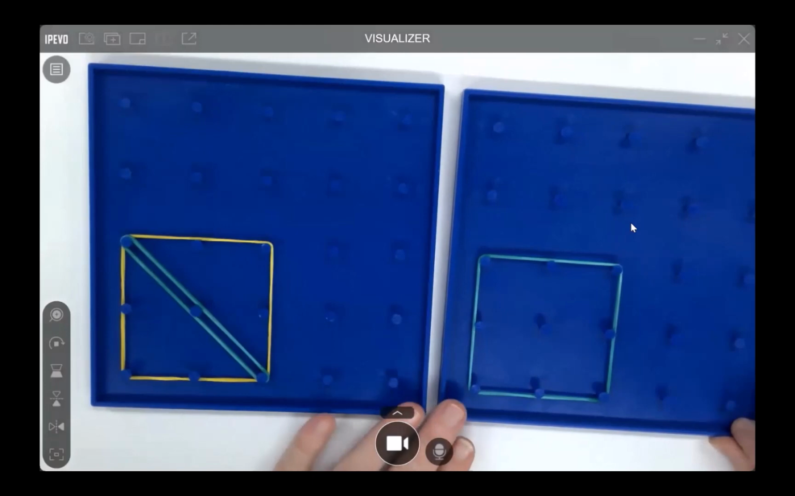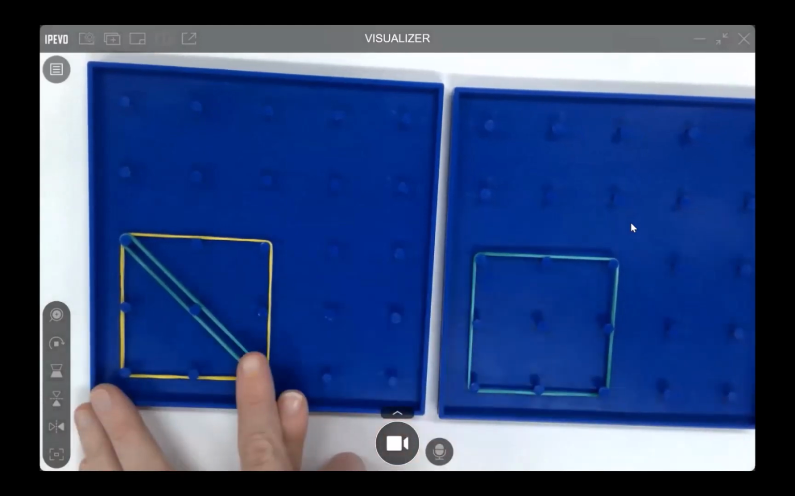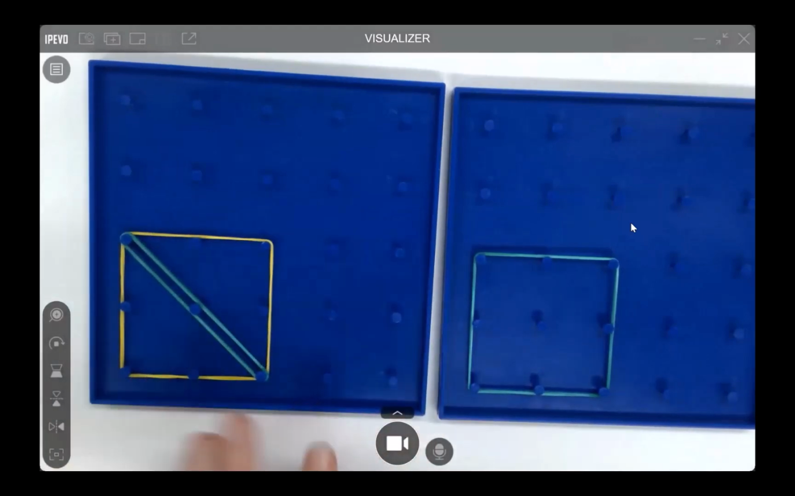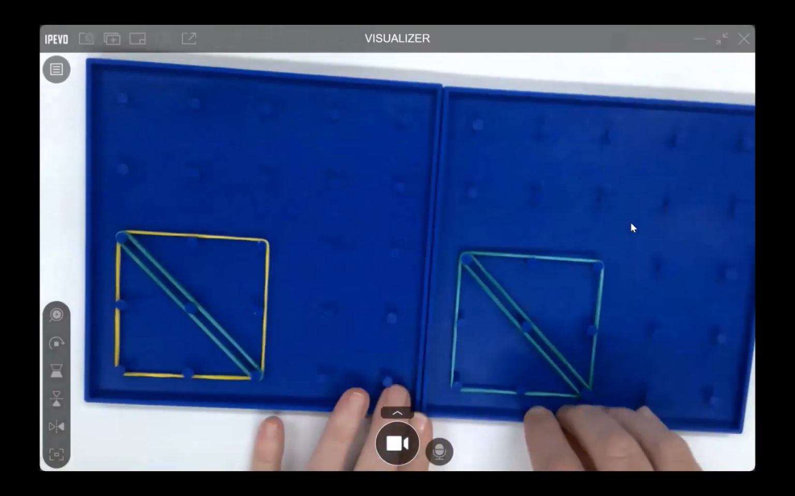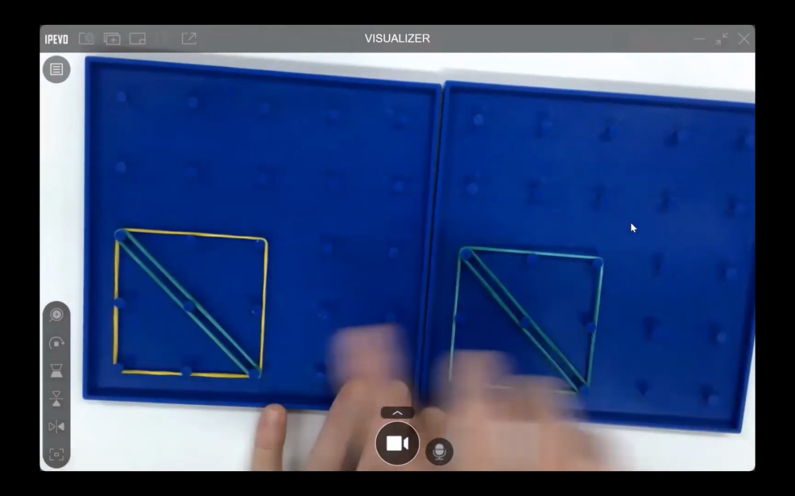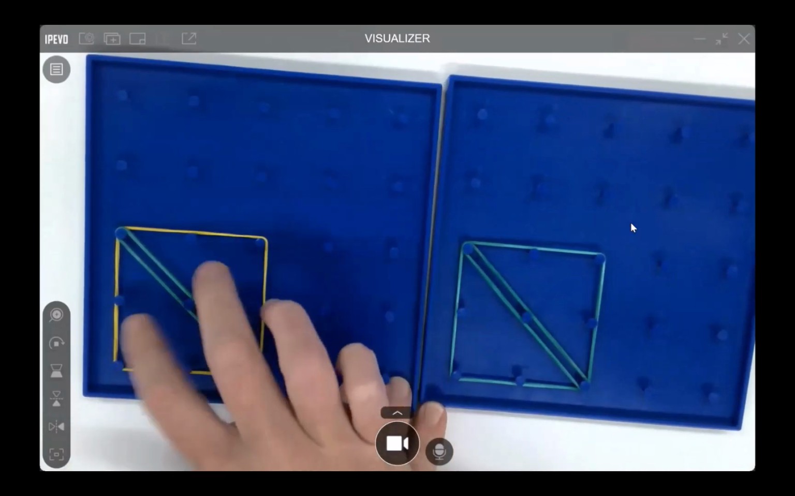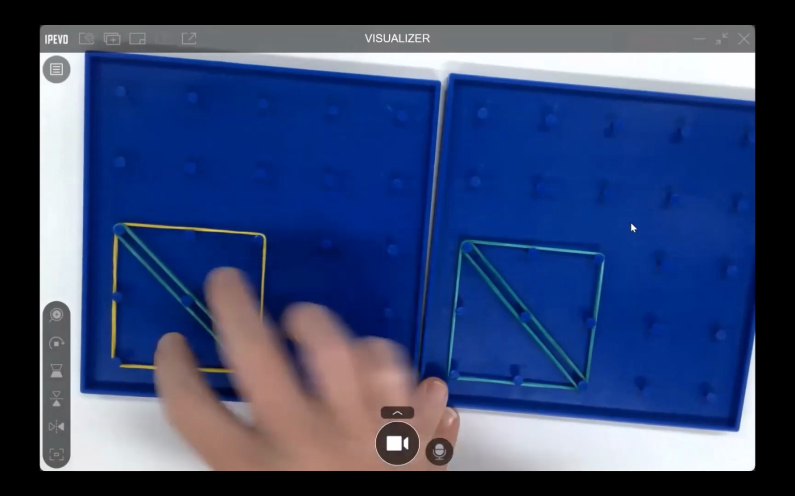So we can have students create two of the same squares, and we can show that this one has been partitioned into halves. So I'm going to mimic that with this other square. And I know that both of these have been partitioned into halves. This is 1/2, and 2/2 is the same as a whole, right? 2 of 2 pieces is a whole.